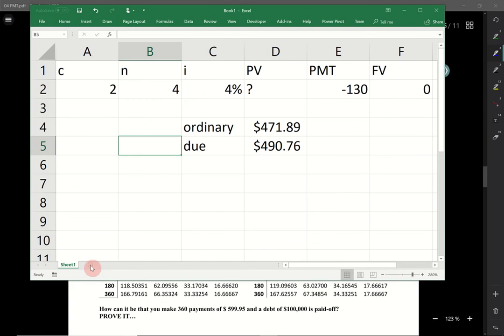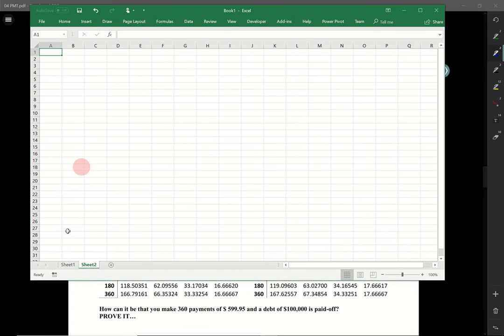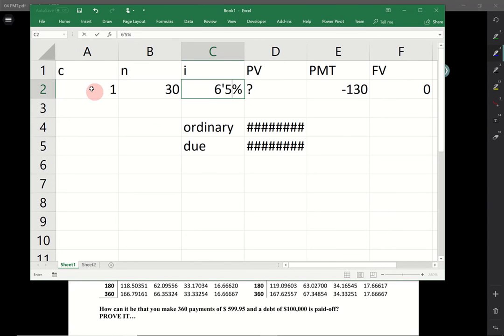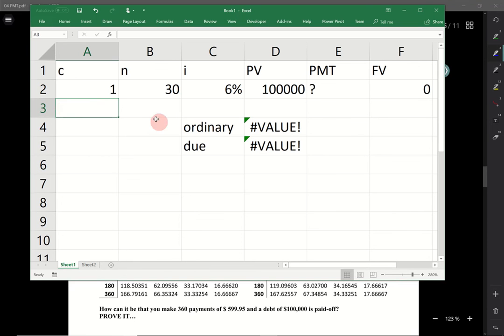So let's go to a new sheet. Maybe I'll just keep this one. So here, we'll just do the second row. N is 360. Actually, no, I should really do it the right way. N would be 30 years. This would be 6%. Our PV is 100,000. In this case, the question mark is the payment.